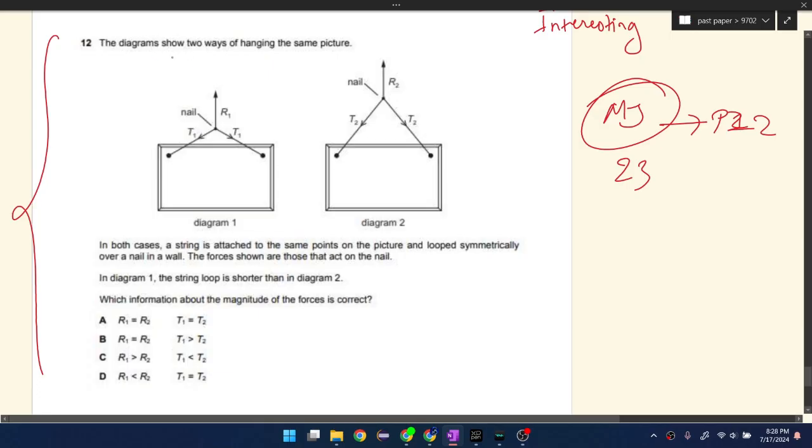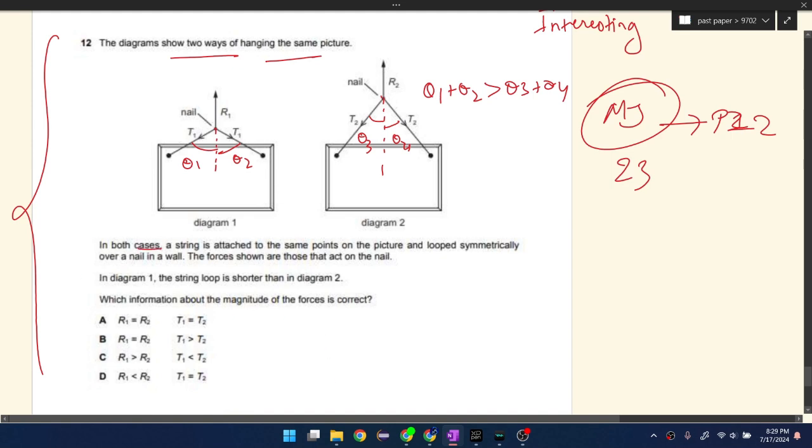The diagram shows two ways of hanging the same picture. From this itself, you can simply draw a line from the midpoint, and you can see these angles are roughly larger. It's theta 1, theta 2, theta 3, theta 4. So theta 1 plus theta 2 is roughly greater than theta 3 plus theta 4, right? Now let's read the question.